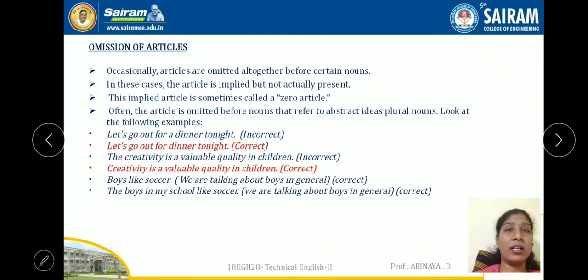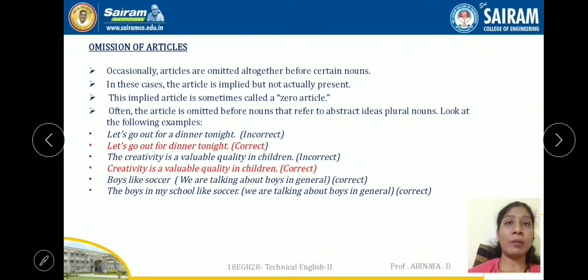Boys like soccer. Actually, it's a right statement. But boys is plural, so why are we not using any article before boys? Because there you are mentioning boys in general, without particularizing which boys. It is plural, so a and an will not come, and the should not come either. Why? Because you are not particularizing which boys like soccer. The whole is general: boys like soccer.